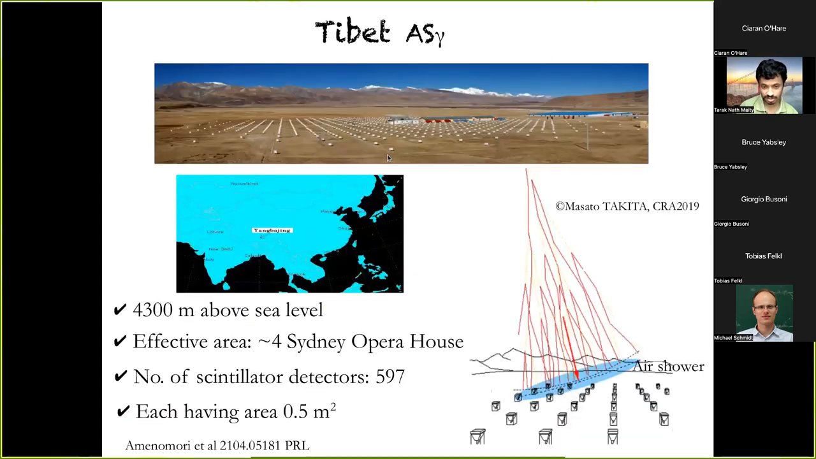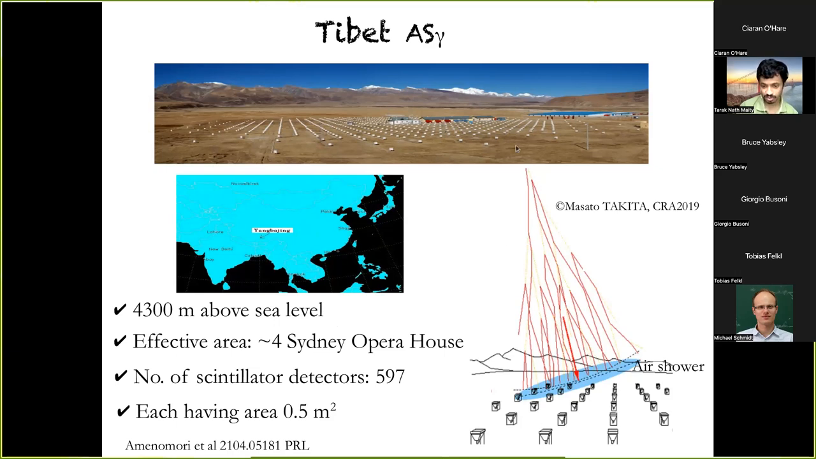So this is the view of the Tibet AS gamma experiment. It is situated in Tibet, China. This is a Chinese-Japanese collaboration. It is around 4,300 meters above sea level. The effective area of the experiment is around four times the cross section of the Sydney Opera House. And each of the white colored things that you can see over here is a scintillator detector. There are 597 such scintillator detectors, each having an area of half a square meter.